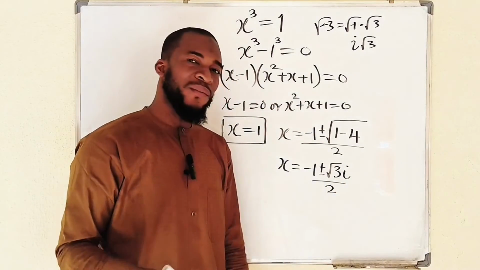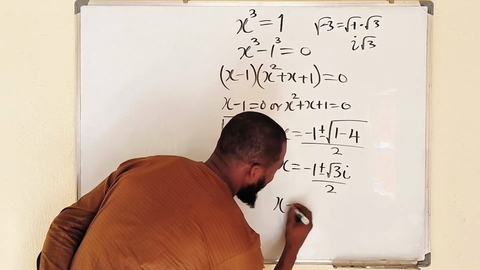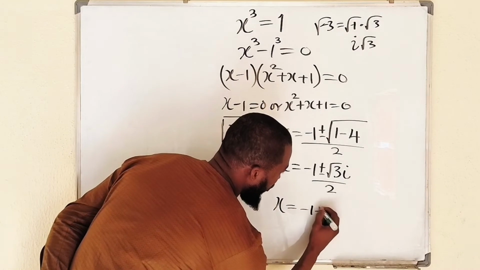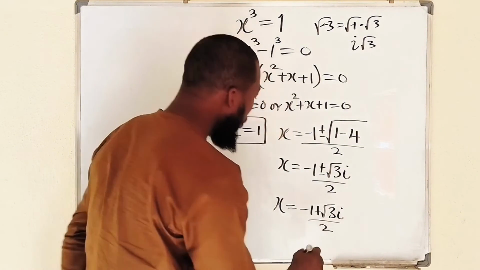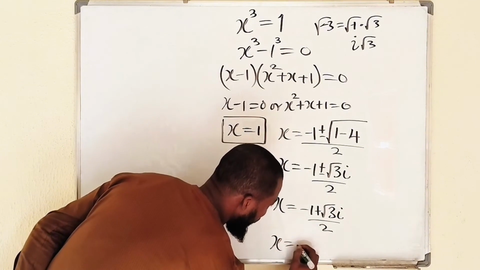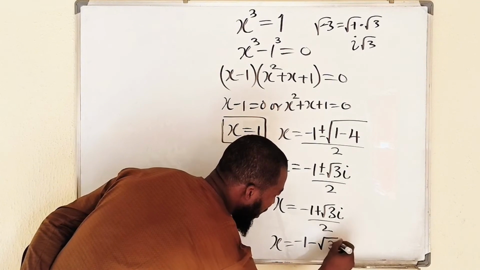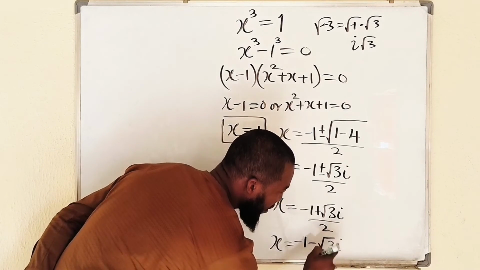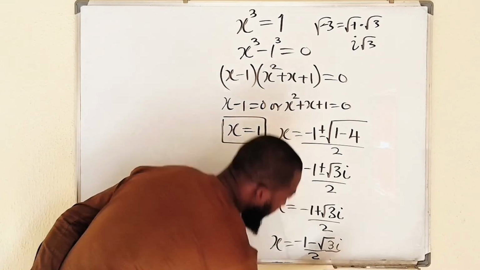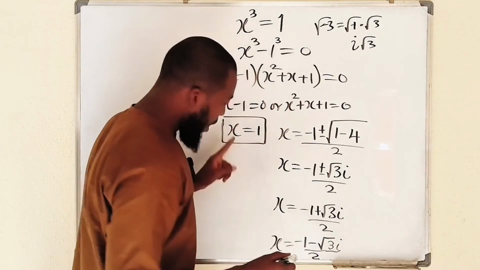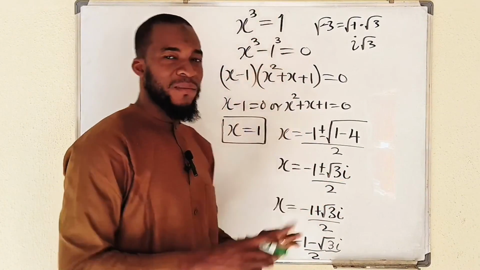So you can see we have 3 solutions because you can split this into x equal to negative 1 plus the square root of 3 times i, divided by 2, or x equal to minus 1 minus the square root of 3 times i, divided by 2. You should know that this i is outside the square root. So we have 1, 2, 3 solutions because the degree is 3. Simple.